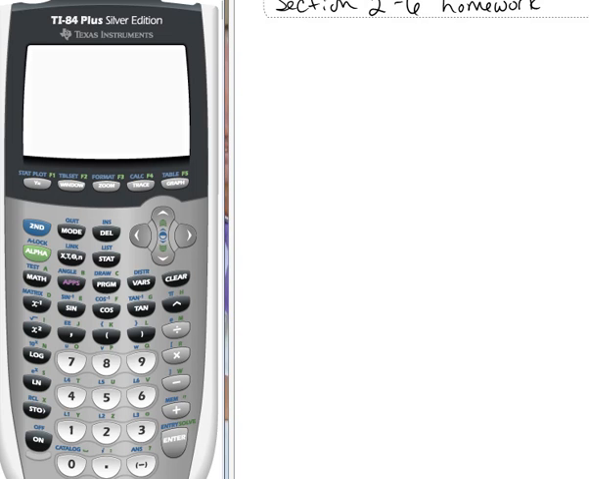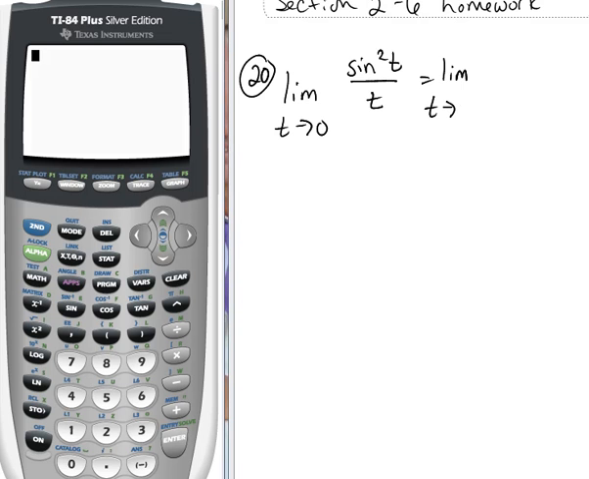Okay, looking in section 2.6 now, we want to work question 20, and it says to look at the limit as t goes to 0 of the sine squared of t over t. Now, when you do a direct plug-in, well, first of all, I always encourage students when they're thinking about sine squared t, think of that as the sine of t, squared, over t. So remember, that's just a notation there.